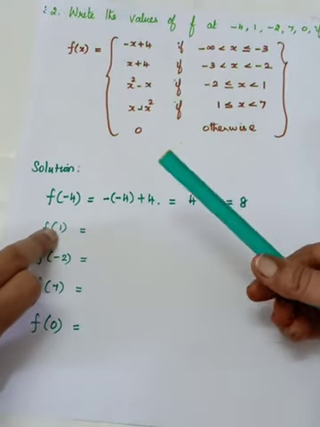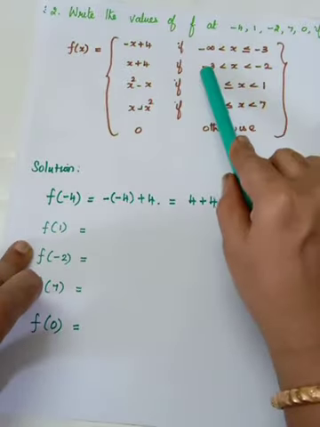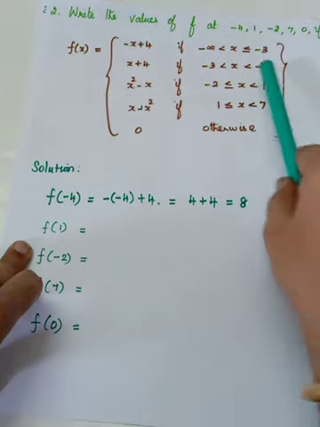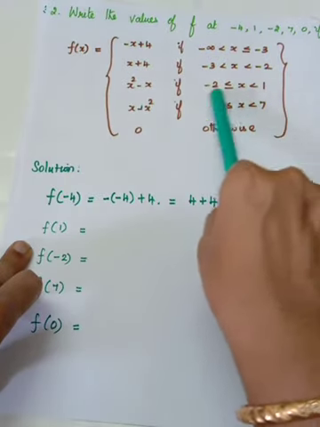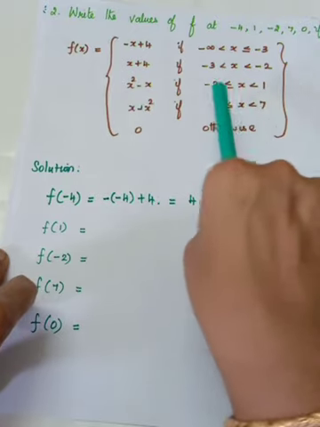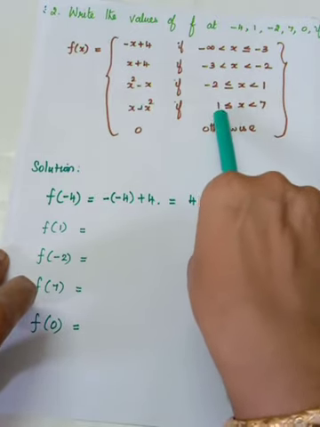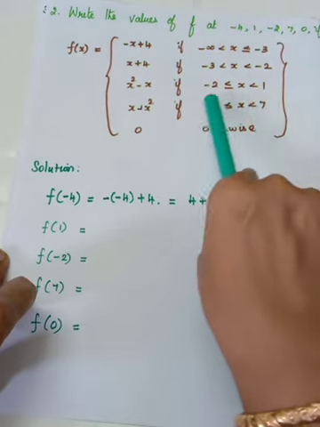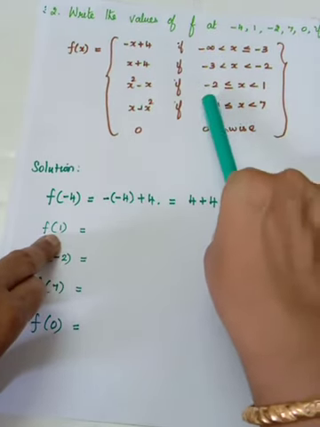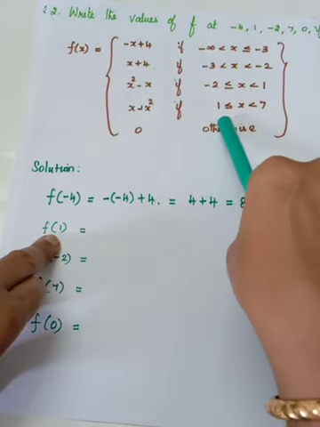Next one, f of 1. Can you take 1 in this interval? This interval is the values from minus 3 to minus 2. But you see that when you come here, here it is 1, but 1 is not included. In this interval only, 1 is included. So therefore, to find f of 1, you have to consider this interval.